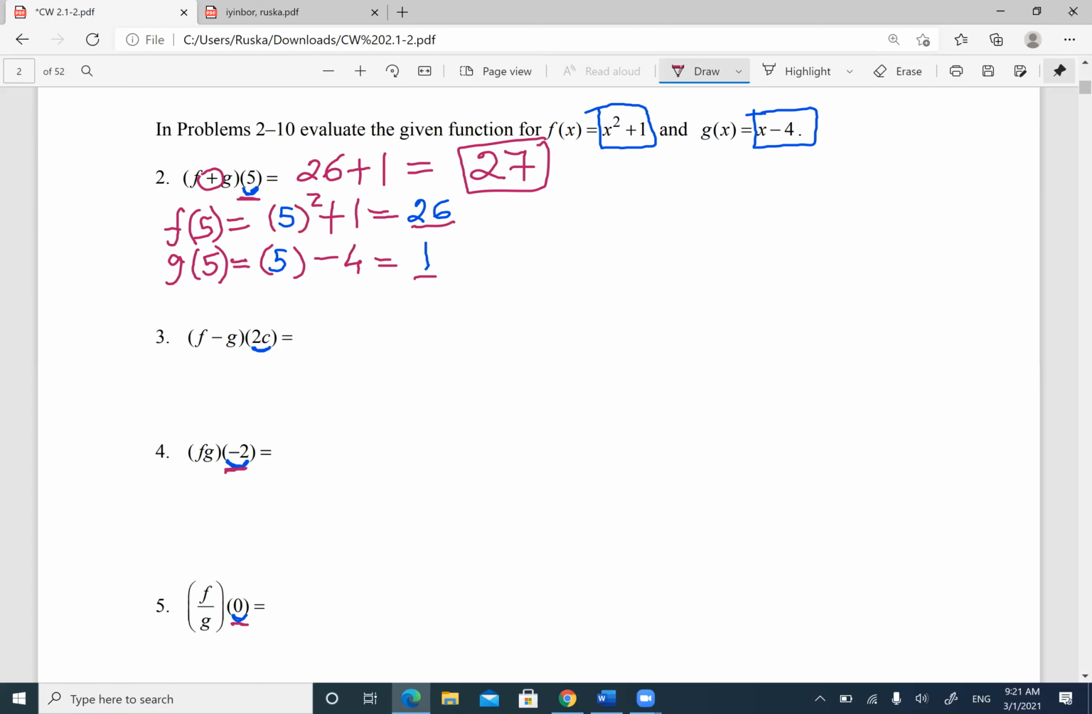It's a little different. So let's do number 4, f times g of negative 2. So again, I'm going to do f of negative 2 and then g of negative 2, and I'm going to get 2 numbers, and then I'm going to multiply those 2 numbers, right? Because it says f times g. So what is f of negative 2? I'm going to have f is x squared plus 1, and g is x minus 4.